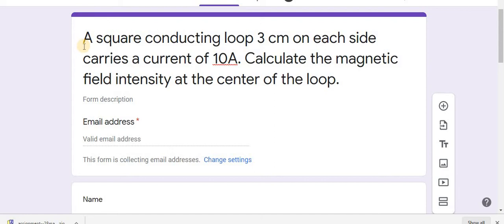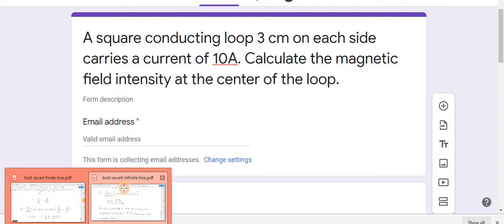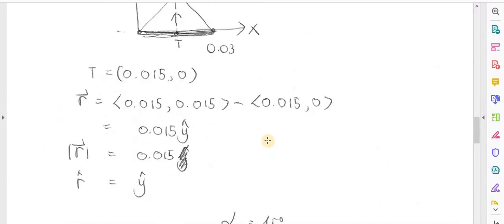Now let's look at the second question. This is the question for the slope of infinite line, but I think the question for infinite line is quite simple, so I will just continue with the exercise for the finite length. Here you have a square conducting loop 3 cm on each side, and it carries a current of 10 ampere. You have to calculate the magnetic field intensity at the center of the loop.